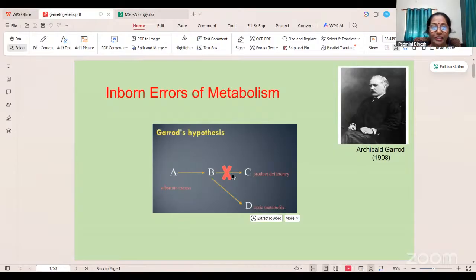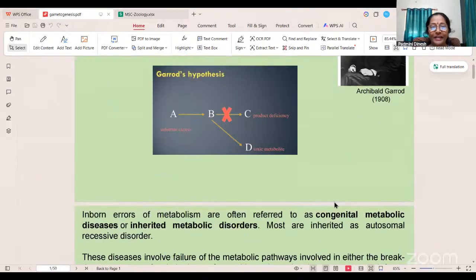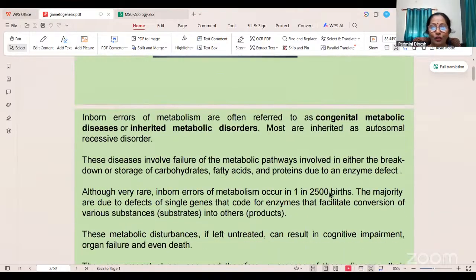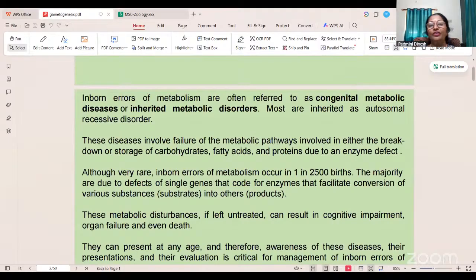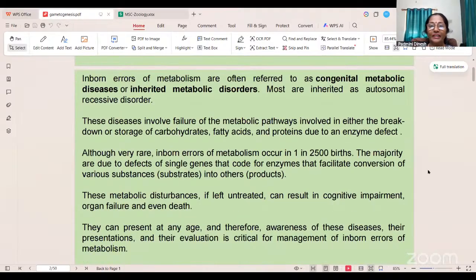Each pathway needs a specific enzyme to break them down. If the production of that enzyme has a problem because of gene mutations or gene deletions, then you're not able to produce that enzyme. Hence, the conversion from complex particles to simpler particles is stopped. That is called inborn errors of metabolism. What they really mean here is congenital metabolism.